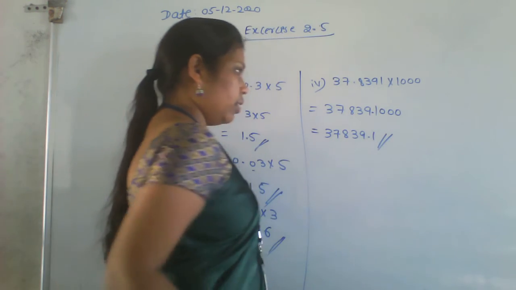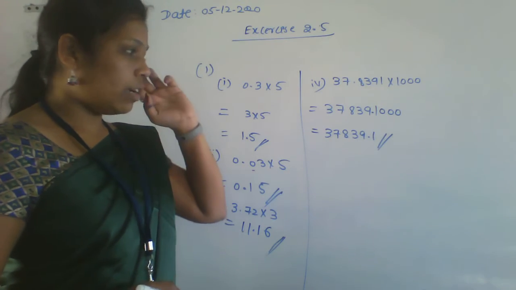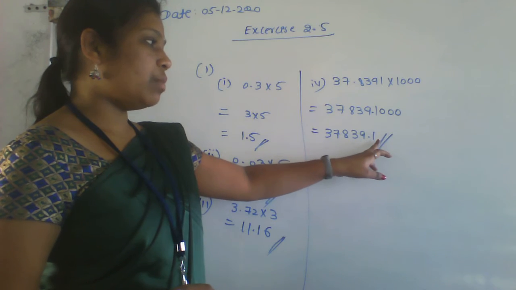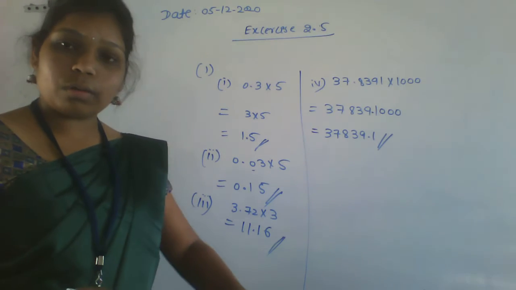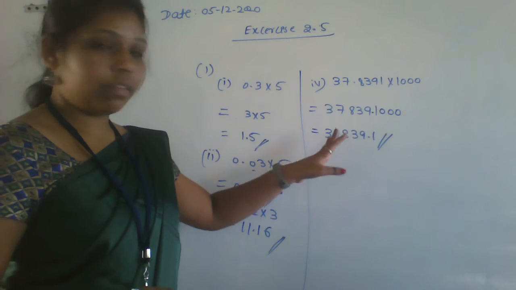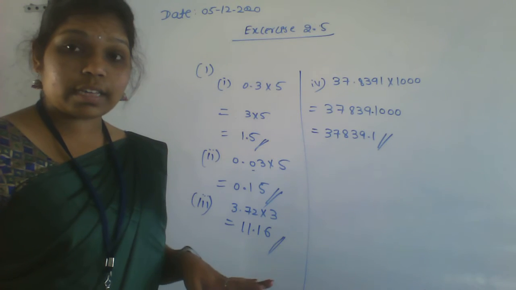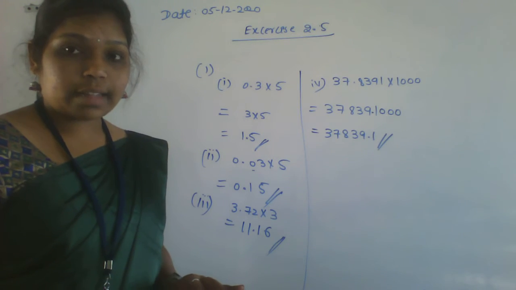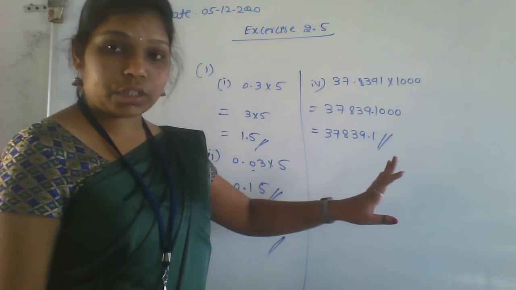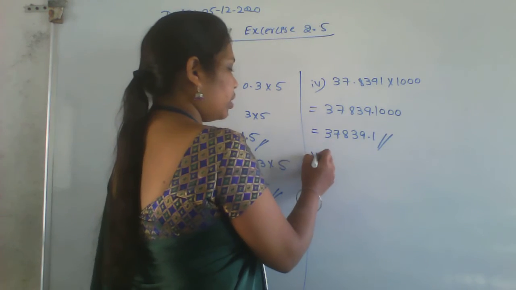37839.1 is the answer. If you write these 3 zeros, it's okay. Otherwise, don't write. It doesn't matter. Okay? Because after the decimal point, if there is a 0, we can excuse that one. You can skip that one. It doesn't matter. But before the decimal point, if this 0 is there, you must write 0. Otherwise, the value will be decreased. Here, nothing changed. The same value it is. Okay? So, next go for the fifth one.